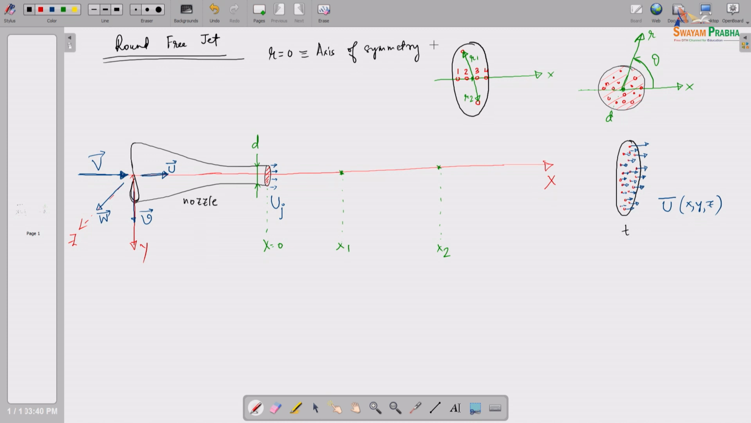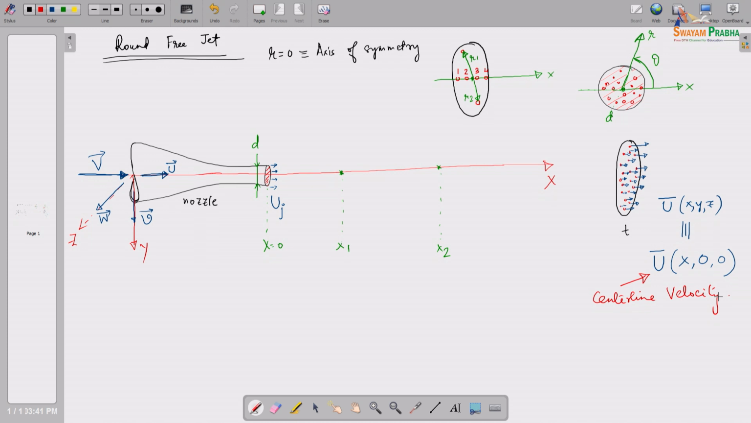I have just shown you 1, 2, 3, 4, you can take as many points as you want. If they lie on that axis of symmetry, then in that case this one becomes some x, right, and what is y? In this case, y is also 0. So, now r is 0 of course, and y is 0, and you can take some z. For all practical purposes, we are taking z as 0 as well, right. So, this one is nothing but the center line velocity. Make sense? All right.